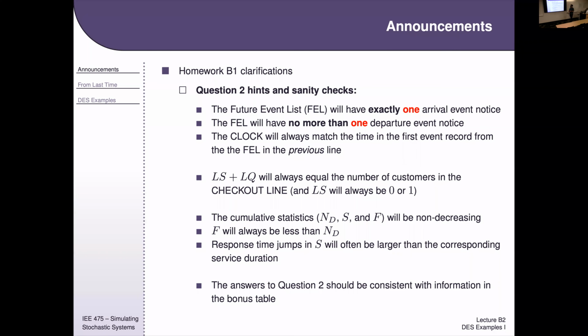And if you do the bonus, which is to do the same problem in this Excel-based format, the answers you get should be consistent with the answers you get up here. So if you say in the hand simulation that by time 15 you've had 3 customers, then you should be able to go into the Excel column and check whether by time 15 you had 3 customers. Those 2 things should match. You should get the exact same results.